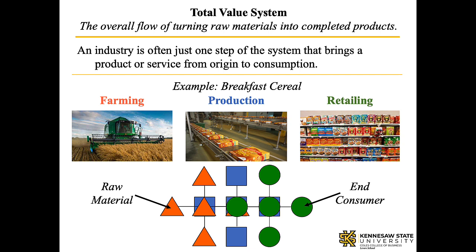One additional point here. Just about every industry is just one step in a long system of industries that turns raw materials or basic human expertise into products and services that are consumed by end users. We can describe the interactions that occur between these series of industries as a total value system of overlapped 5 forces models. Take breakfast cereal as an example.